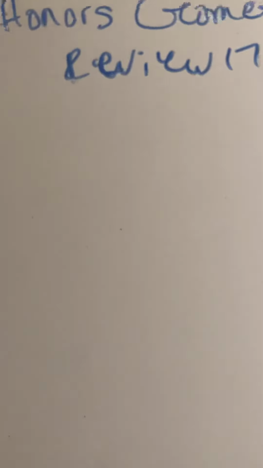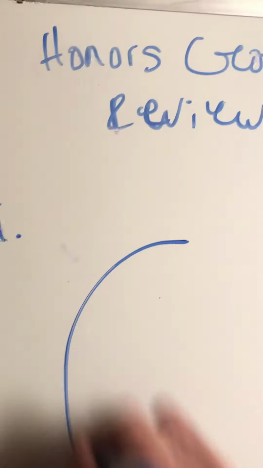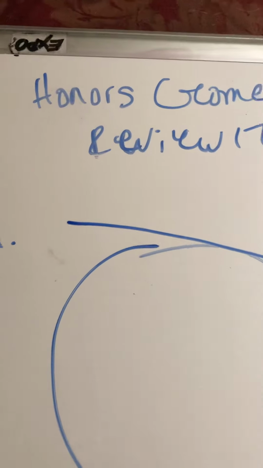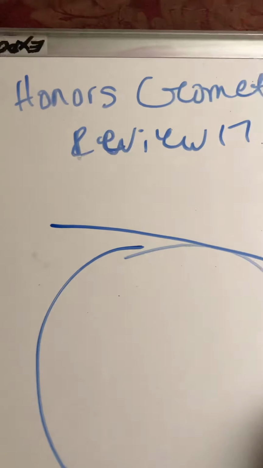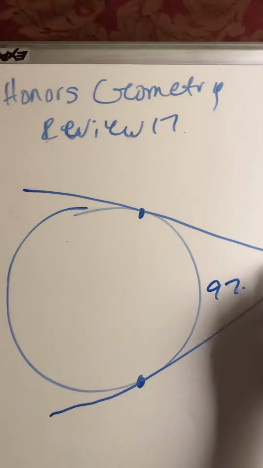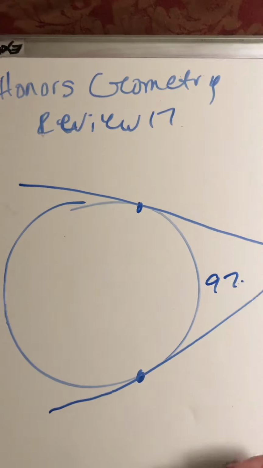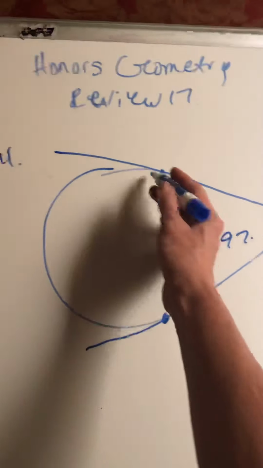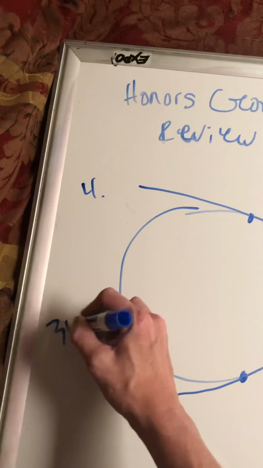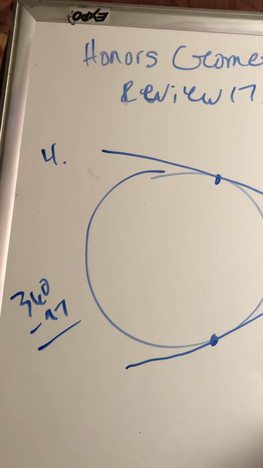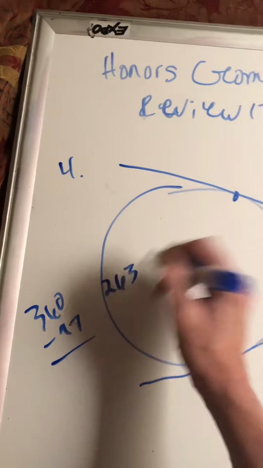Okay, then on number 4, you have a circle that's actually got 2 tangents, and this arc is 97. So we want this angle back here, angle B. You want that angle right there, okay? So we have to find this arc. To find that arc, it's 360 minus 97, which gives us 263.